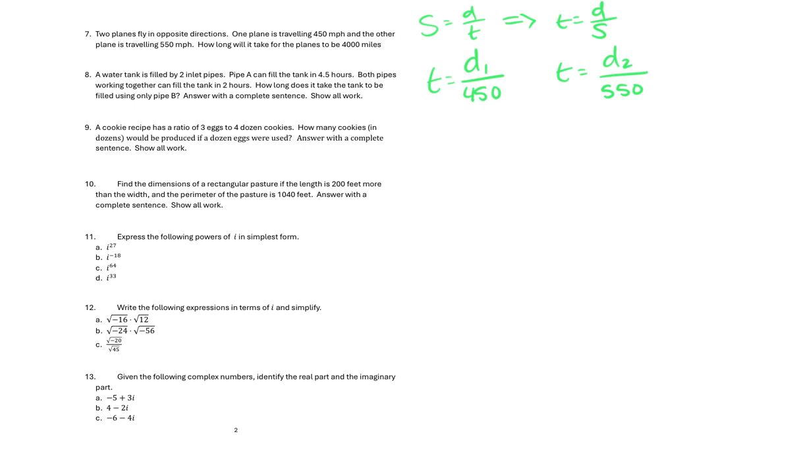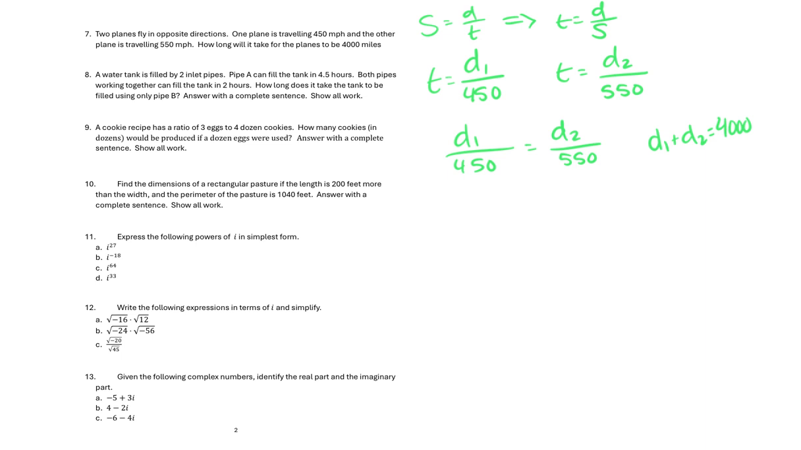We also know that since these are the same T, we can set these equations equal to each other. So we get D1 over 450 is equal to D2 over 550. And D1 and D2 just represent the distance that each plane goes. We also know that D1 plus D2 is going to be equal to our 4,000 miles, right? So great.